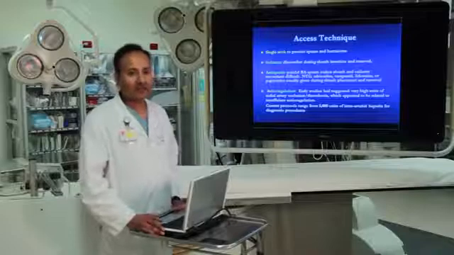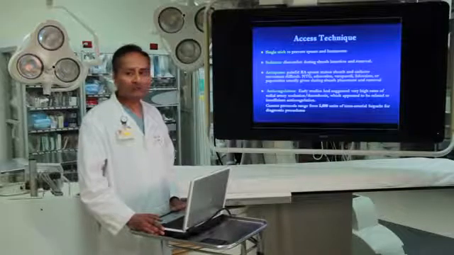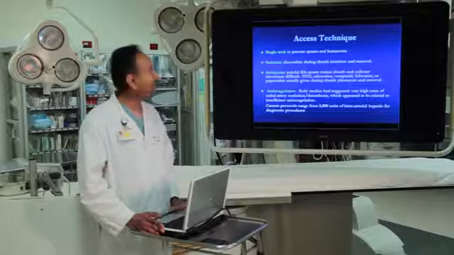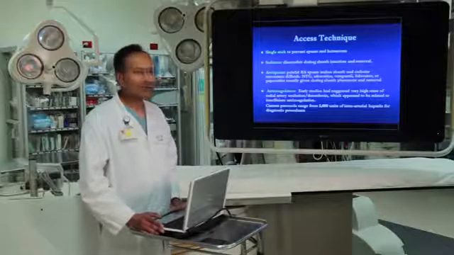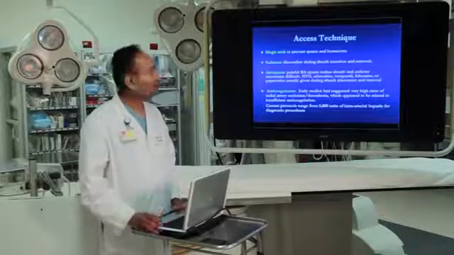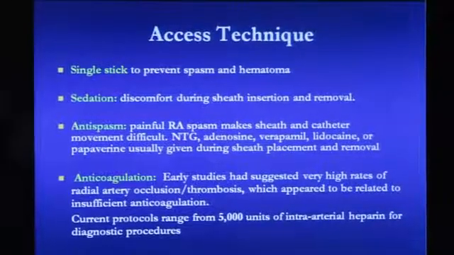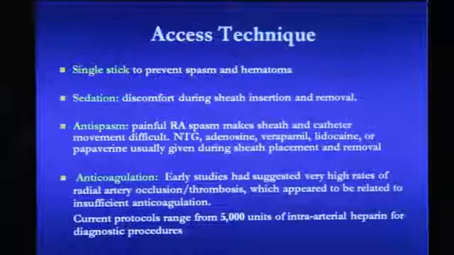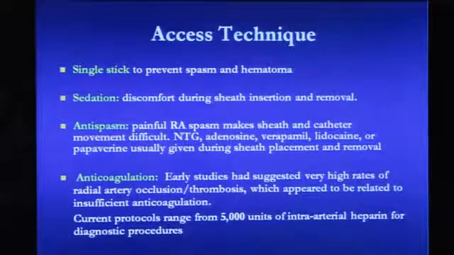When performing trans-radial cardiac catheterization, one of the most important things is access techniques. We realize that the reason for failure is due to spasm. So it's important to enter the radial artery with one stick to prevent spasm and hematoma. Another thing that's important is sedation. Pain or any discomfort will cause more radial artery spasm.